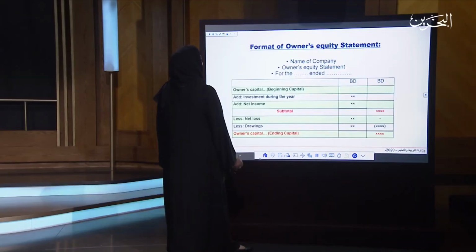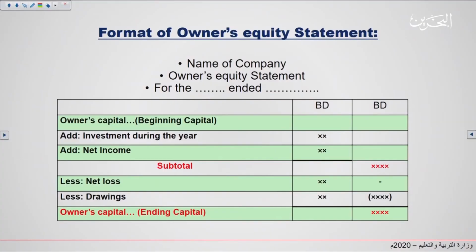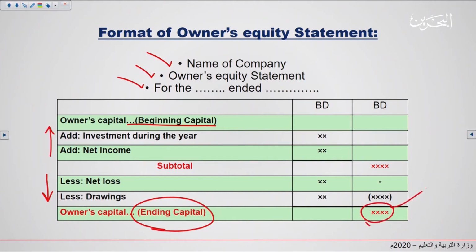Moving on to the format of the owner's equity statement, as you can see here, we have the name of the company, then the name of the statement we are doing here, and the period of time. First we will put the beginning capital, we will list the events that will increase the capital and the events that will decrease the capital, then we will calculate the ending capital. Now this amount, we will transfer it to the balance sheet, which will be our lesson next time, inshallah.